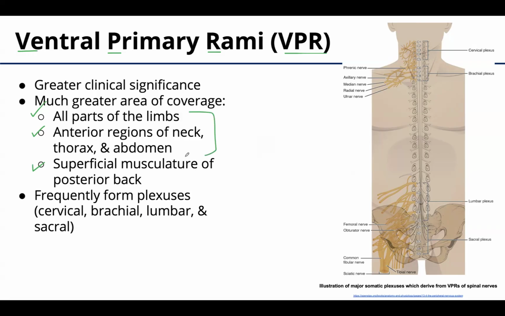Now, the axons from the ventral primary rami of the spinal nerves do not go directly to the body structures that they innervate, except for in the thoracic spinal nerves. Instead, most of the ventral primary rami form networks on both sides of the body by joining with various numbers of axons from the ventral rami of those adjacent spinal nerves. And this is called a plexus.